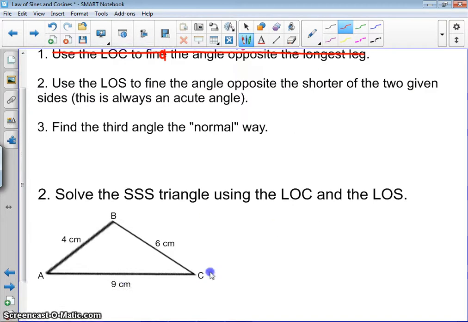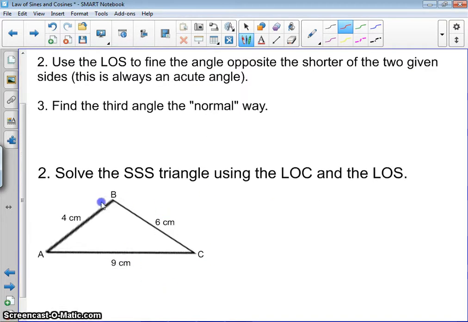Alright, so the biggest angle is going to go with the biggest leg, and it's not always drawn to scale, so you need to look at what the biggest leg is. And so that's just going to be angle B. That tells me that I'm going to use this B squared equals formula. So B squared equals A squared plus C squared minus 2AC cosine big B.